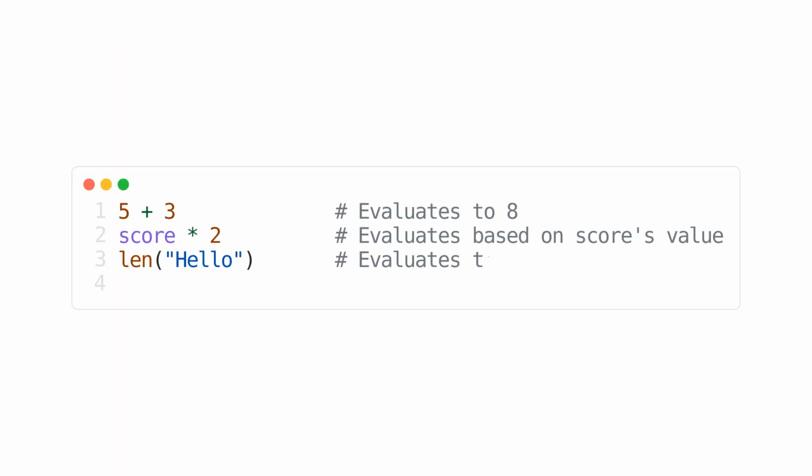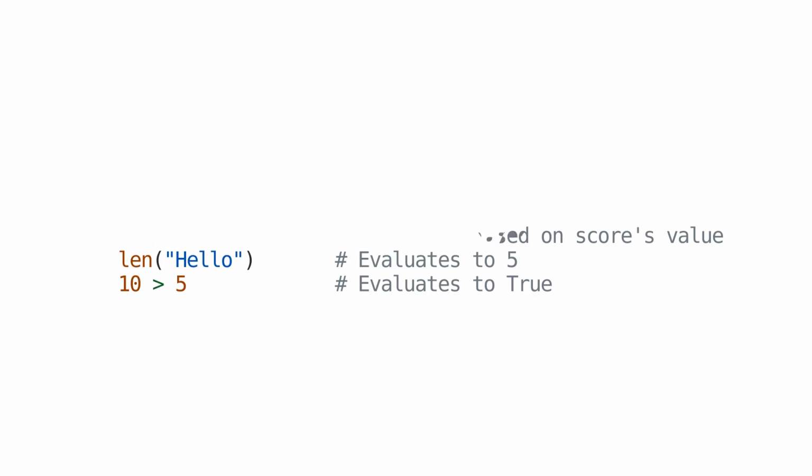Look at these expressions in action. 5 plus 3 evaluates to 8. Score times 2 gives us whatever score contains, doubled. The len function on "hello" evaluates to 5 characters. And 10 greater than 5 evaluates to True. Each one produces a single value.